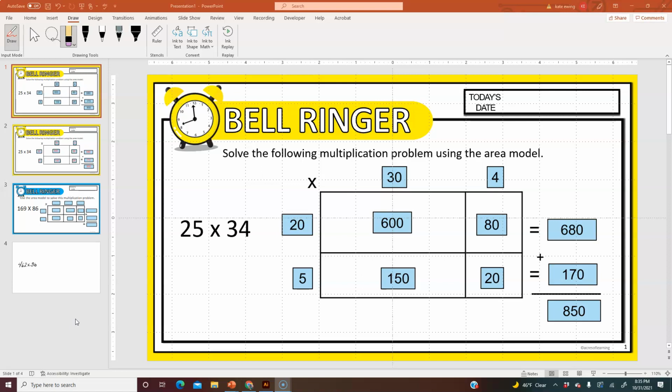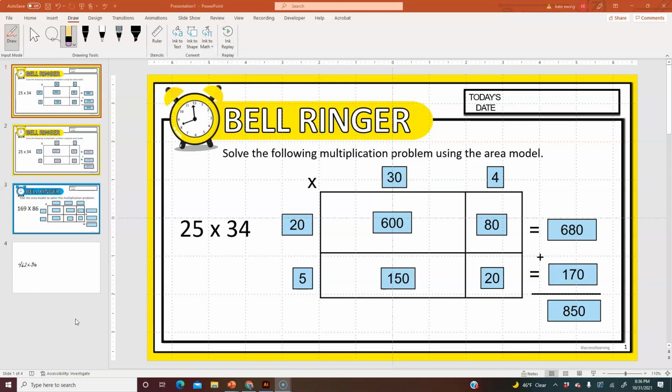In today's math video, I'm going to show you how to use the area model to solve some multiplication problems. We're going to start off with a 2-digit by 2-digit problem. I've actually gone ahead and filled in the area model for this one just to save a little bit of time, but also so that I can take you through it step by step.